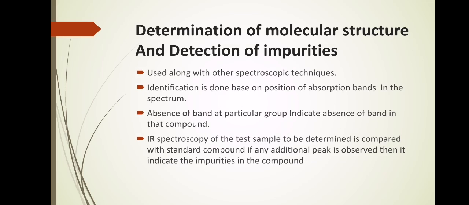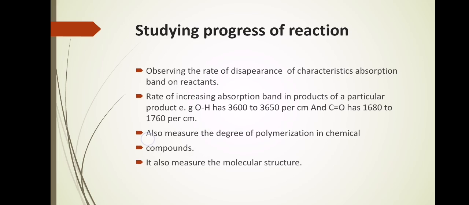The second one is the determination of the molecular structure and detection of impurities. It is used along with other spectroscopic techniques. Identification is done based on the position of absorption bands in the spectrum. Absence of a band at a particular position indicates absence of that group in the compound. The infrared spectrum of the test sample is compared with that of the standard compound. If any additional peak is observed, then it means that an impurity is present in that compound.